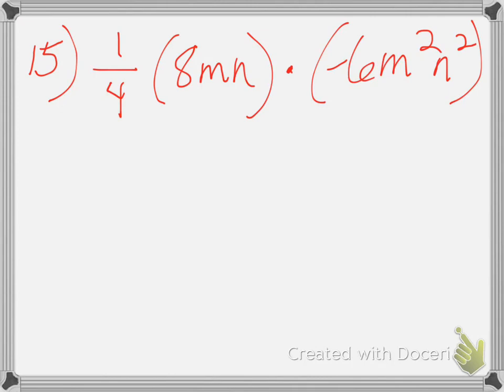All right, so easy, and then they just gotta throw in a fraction. Don't forget, if it doesn't have a variable exponent, it will get an imaginary 1. All right, so let's break out our numbers. We have 1/4 times 8 times negative 6. And then I've got times m to the first, m to the second.